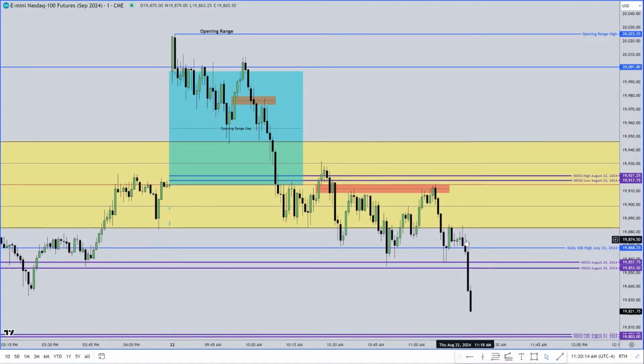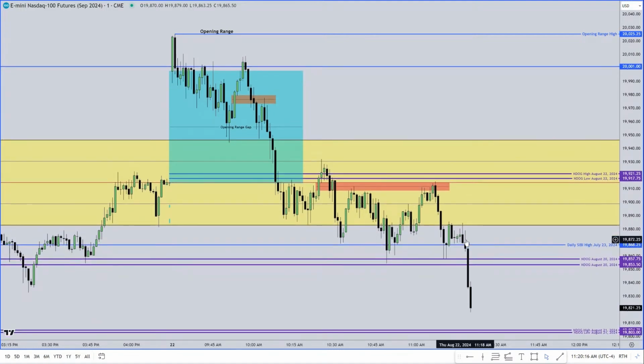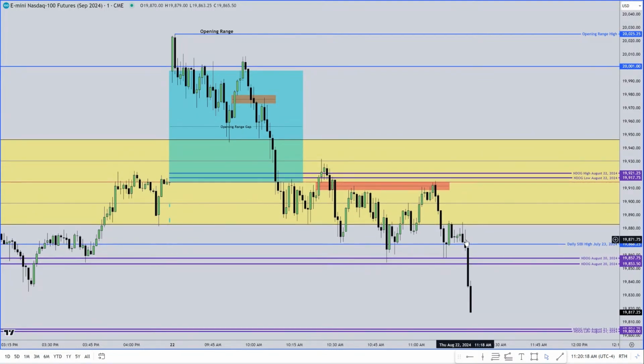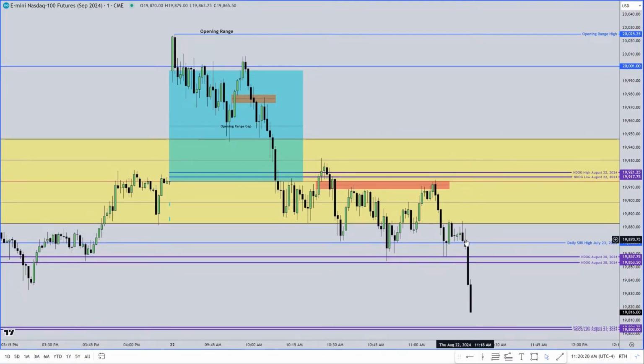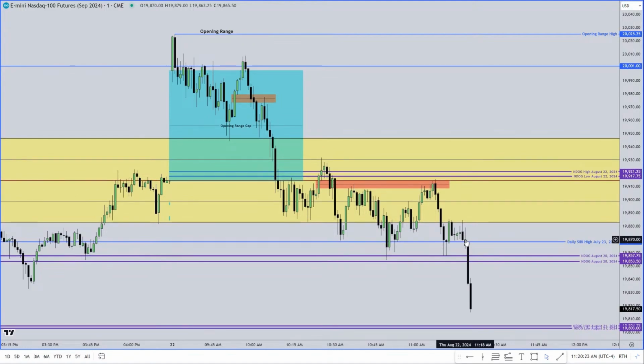Look at that. Now, if it's going to go that far, look at the next new day opening gap down here at August 21st. What's the chances it can at least tap into that? Just for shits and giggles. Can it do it? I don't know.